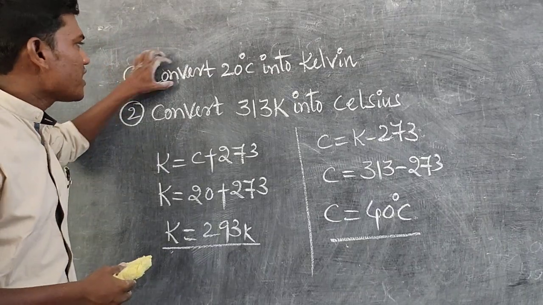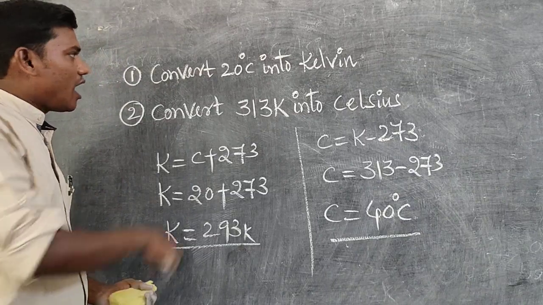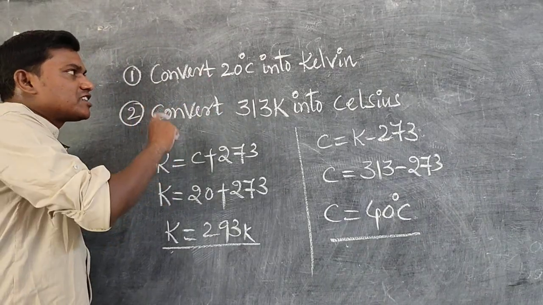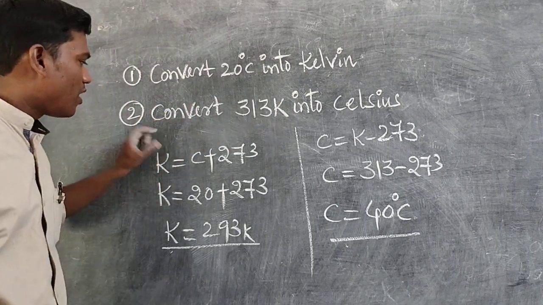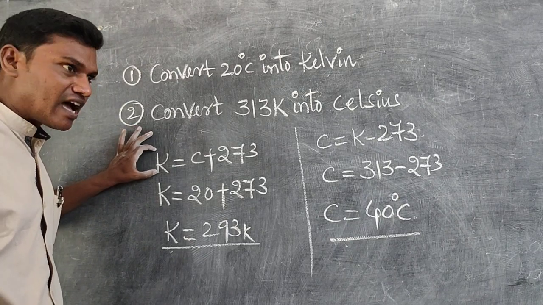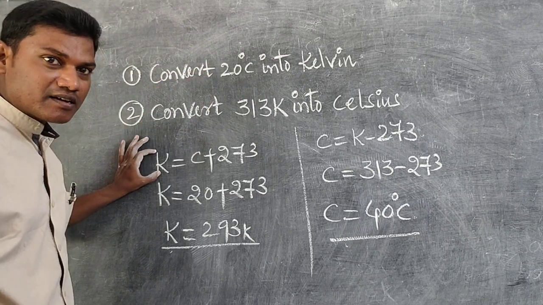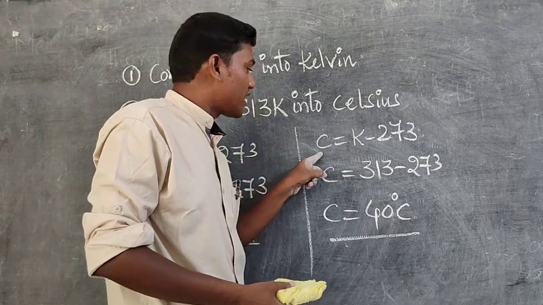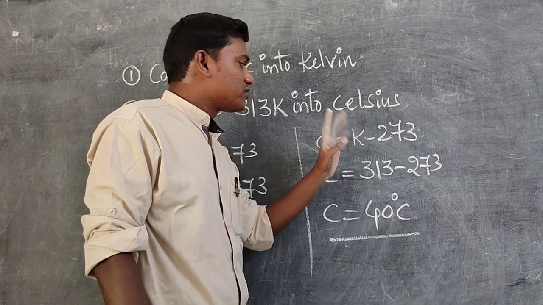First of all, how can we convert 20 degrees Celsius into Kelvin? To convert Celsius to Kelvin and Kelvin to Celsius, I have given two clear formulas. The first formula is useful to convert any temperature into the Kelvin scale from Celsius. The second formula is useful to convert the temperature into Celsius from Kelvin.